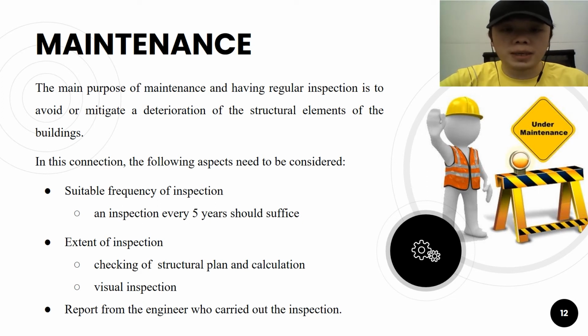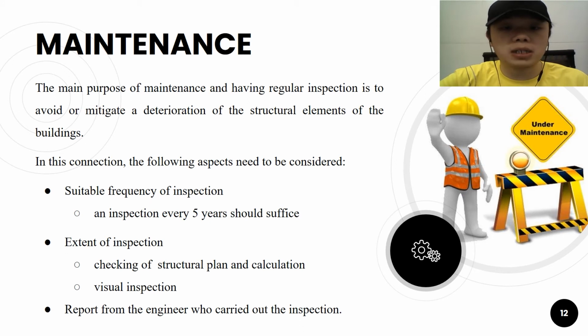So the main purpose of maintenance and having regular inspection is to avoid or mitigate the deterioration of the structural elements of the building. In our opinion, it is crucial to have regular maintenance and periodical inspection. In this connection, the following aspects need to be considered. First, suitable frequency of inspection.